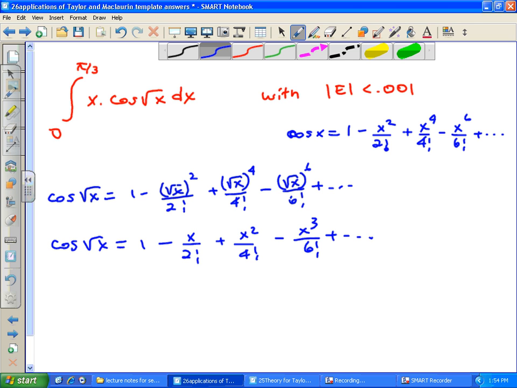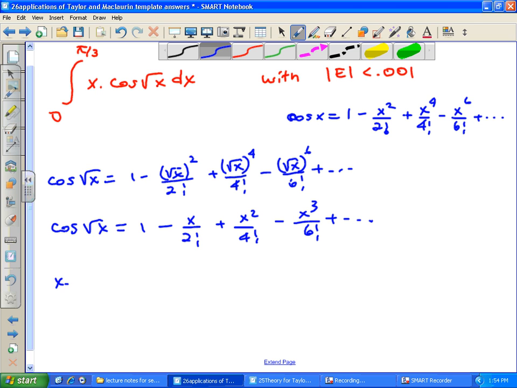Okay, now what we want is x times cosine x, right? So let's do that one. So what is now x times cosine root x? Everything on the top will be multiplied by x. Would you agree? Okay, so the x minus x squared over 2 factorial. We're multiplying everything by x. Okay, what should I be doing now?